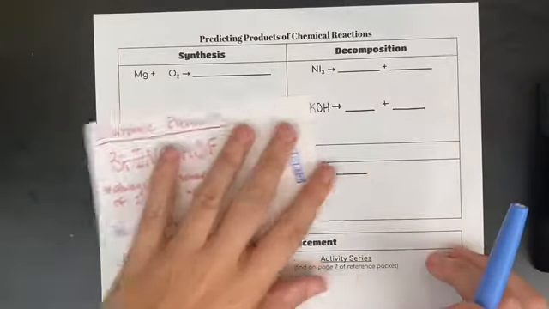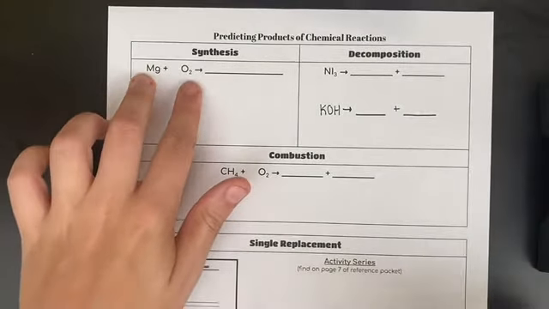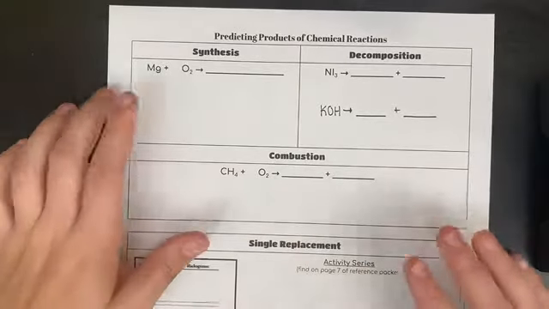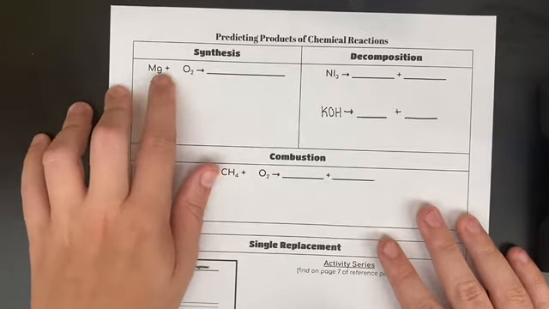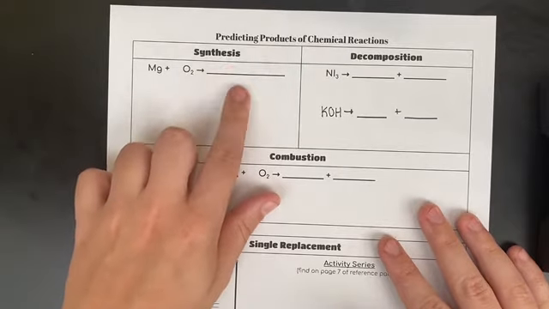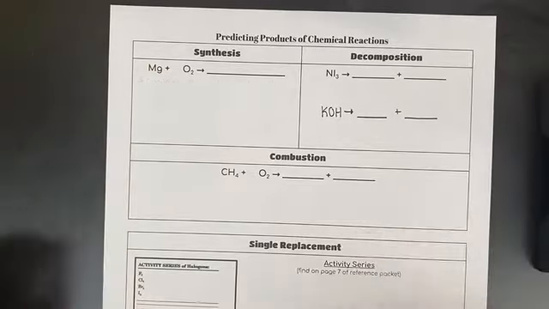So let's start by looking at a synthesis reaction. A synthesis reaction is when 2 elements come together to form a single compound. So in this example, we have magnesium plus oxygen. So we're going to write the formula that would form for the compound between magnesium and oxygen. So that would be magnesium oxide.